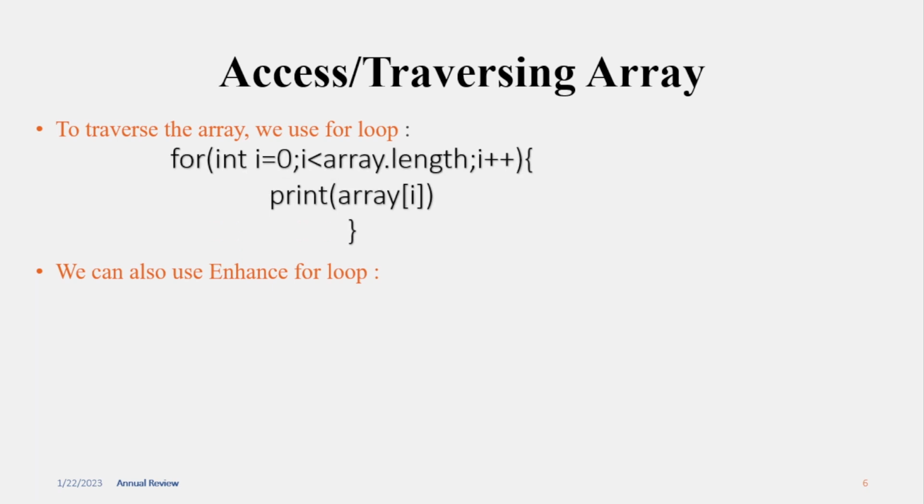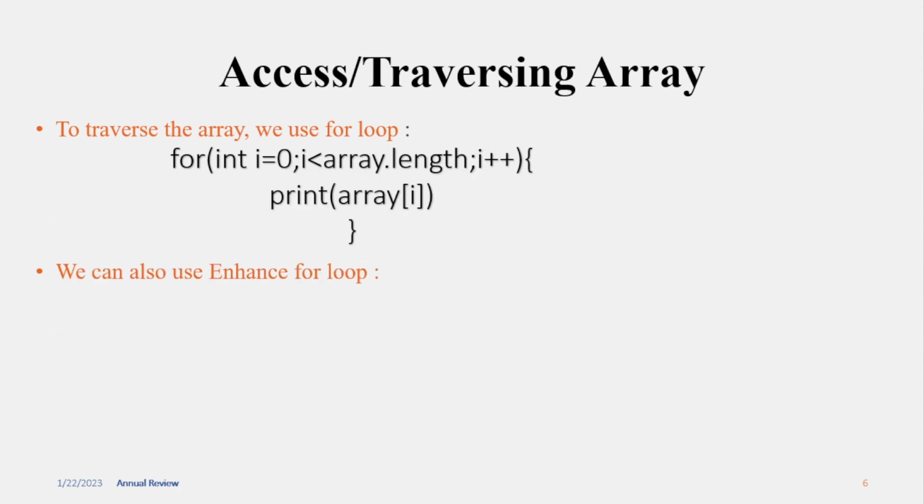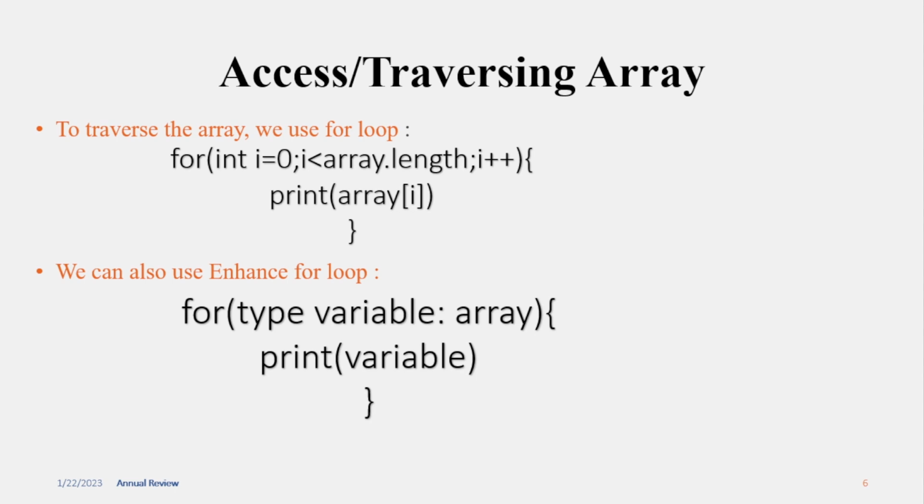Next is accessing or traversing the array. How can we access the elements of the array? How can we traverse them? To traverse the array, we use the for loop, and we can also use the enhanced for loop. As we know, the general form of the for loop is for, where we declare the initial value 0, and it goes up to the length of the array, incrementing like i++, and we print every value series wise. And we can use the enhanced for loop, which was introduced in Java 5.